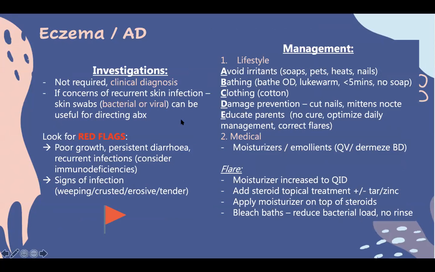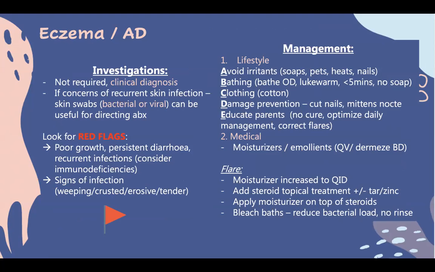Investigation, obviously, clinical diagnosis, but if you were suspicious of a superimposed bacterial or viral infection, you can swab and look for some red flags like poor growth, persistent diarrhea, recurrent infections. So is there something else going on? And we'll go over some of the superimposed infections next. Lifestyle, just a little acronym.